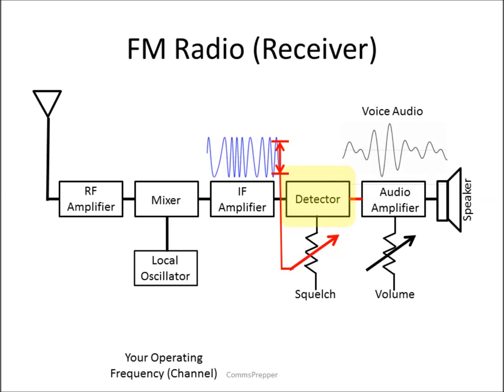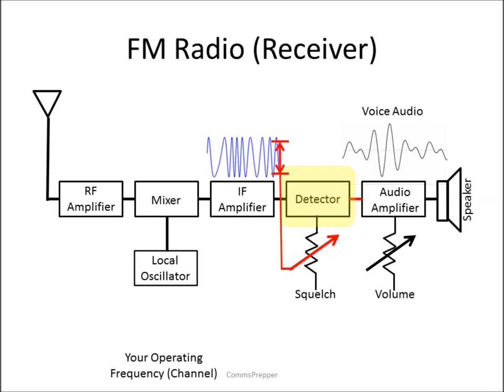That intermediate frequency gets over to the detector. In this example, the detector is serving 2 functions. It's setting the squelch threshold level, how much signal you want to have come into the detector before it'll turn on and pass audio to the audio amplifier to the speaker, and to extract the original voice from the transmission to pass to the speaker.